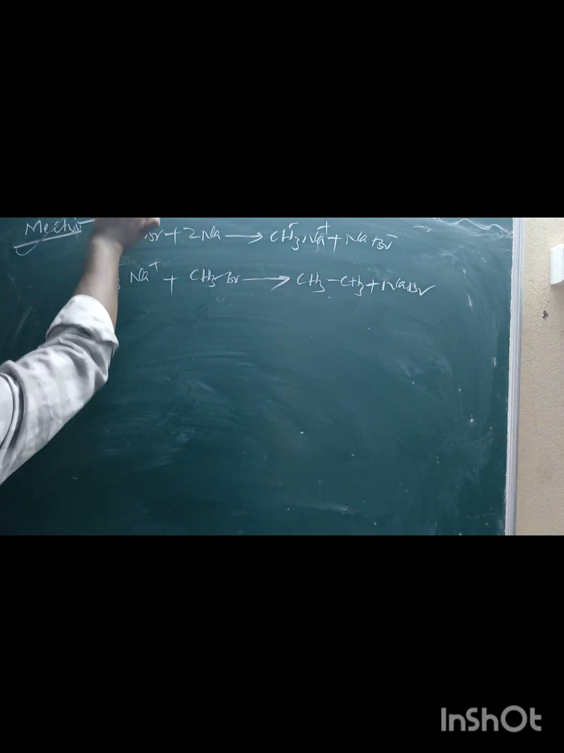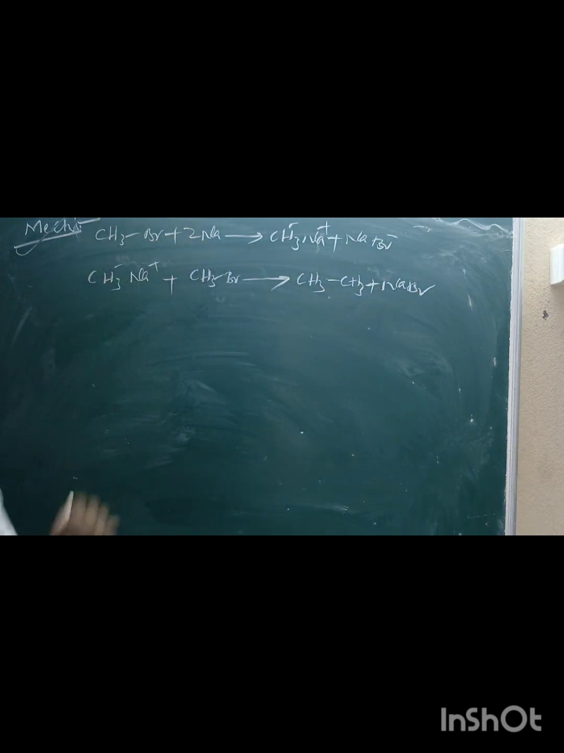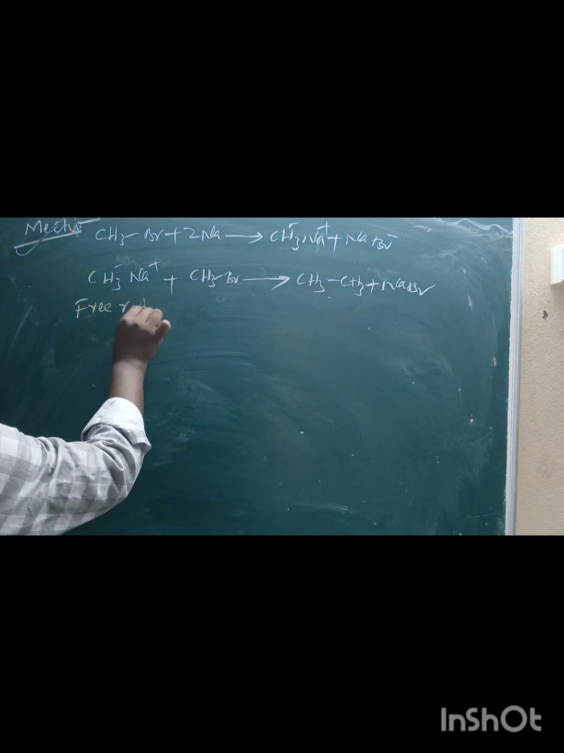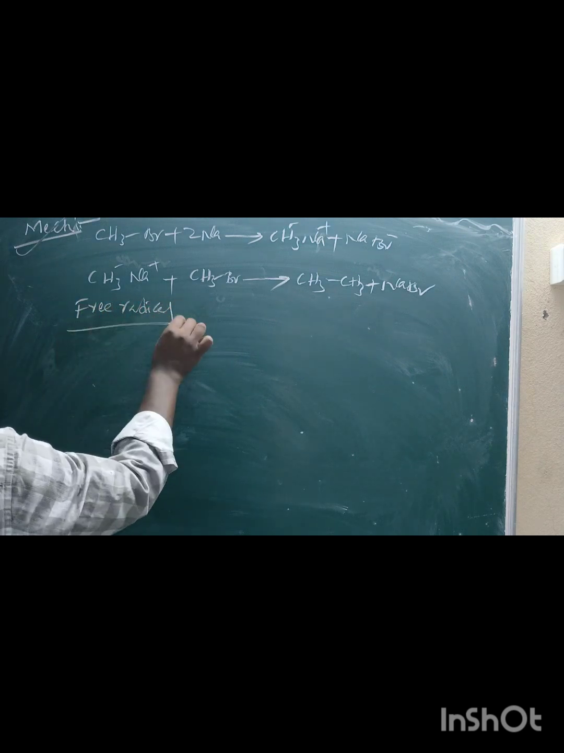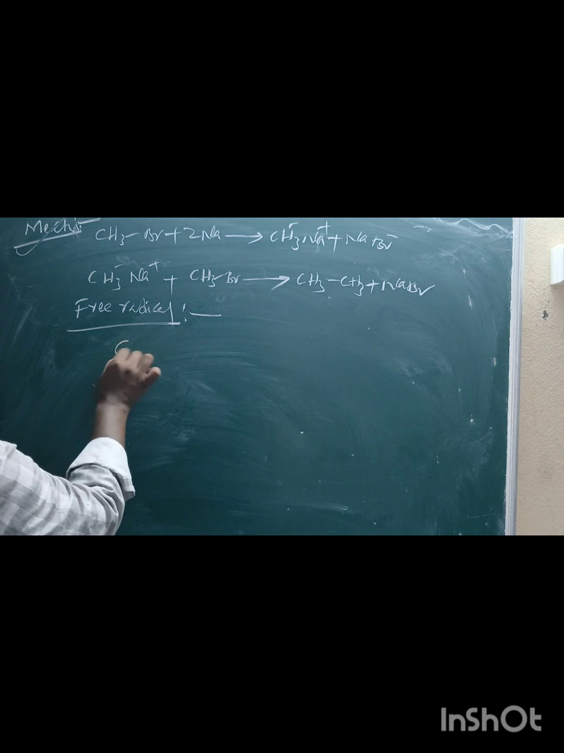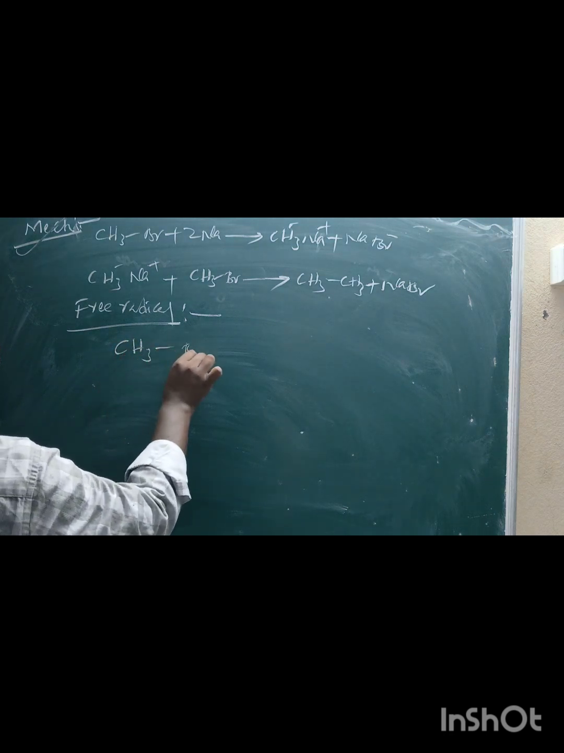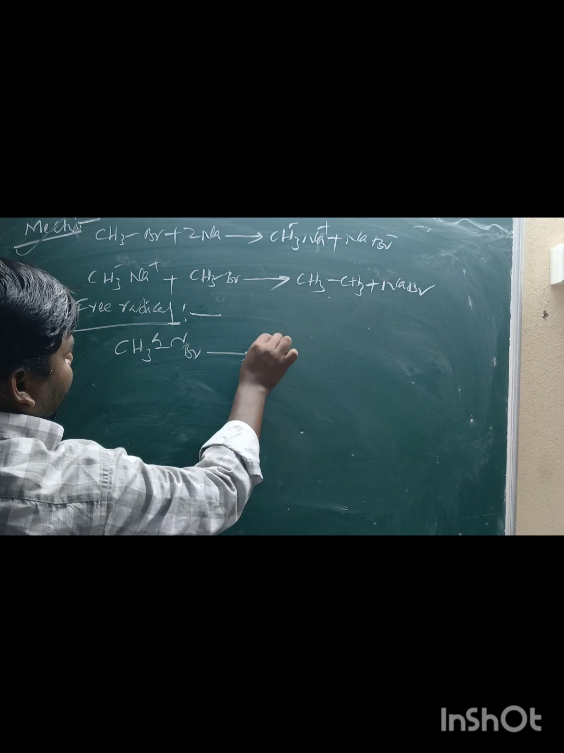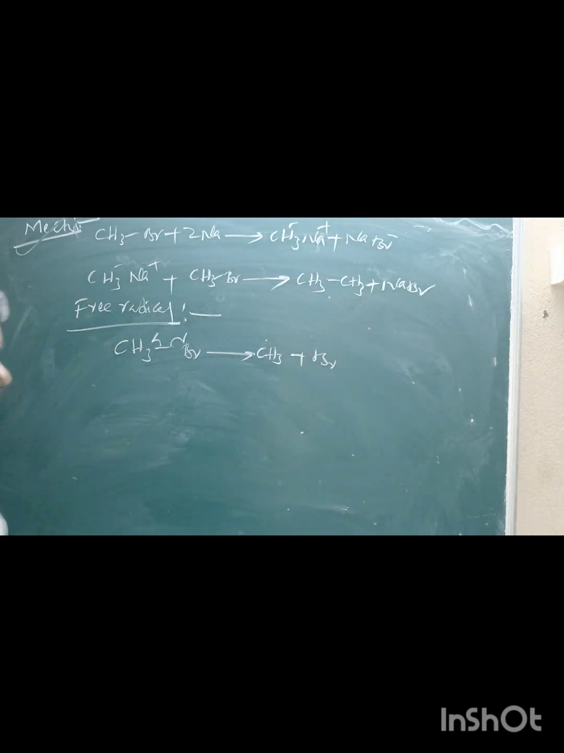This is simply the ionic mechanism. And one more mechanism, the free radical mechanism, is there. You can observe it here by homolytic cleavage of methyl bromide to form a methyl free radical plus a Br free radical.